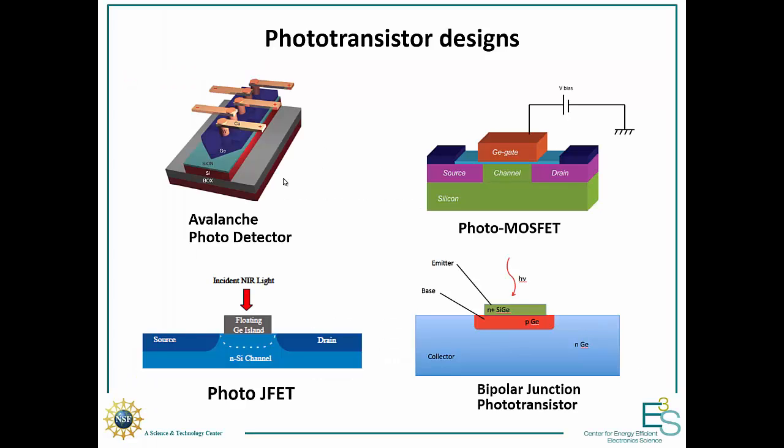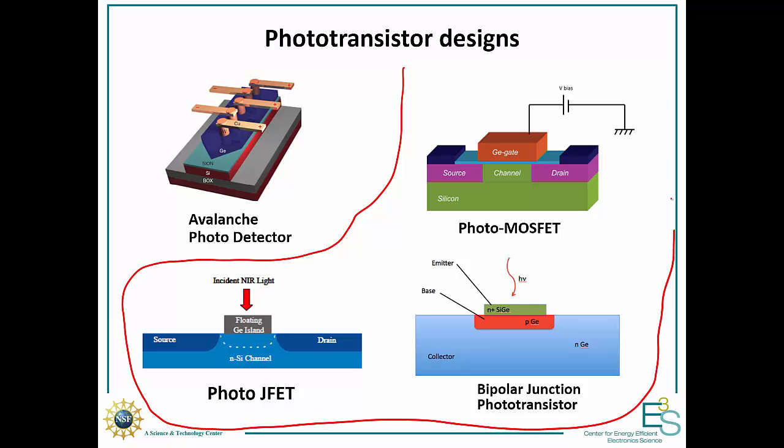So here are 4 phototransistor designs that have been explored in the past. So most of them, all these 3, work on mostly the same principle, meaning it's a classical transistor, and you activate the gate, or the source, or the base with photons rather than with a direct wire.